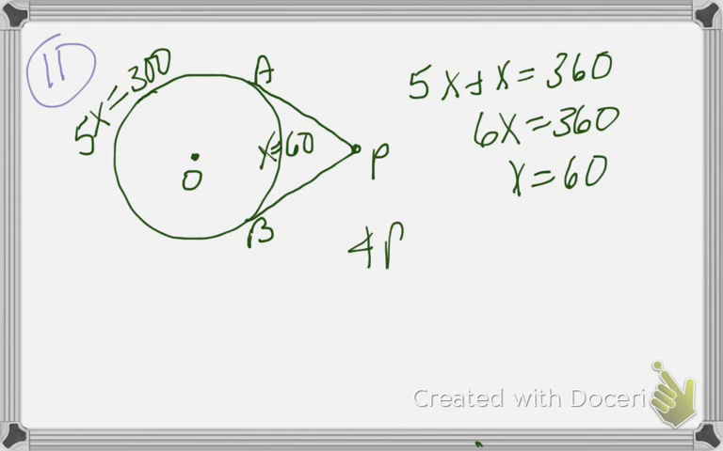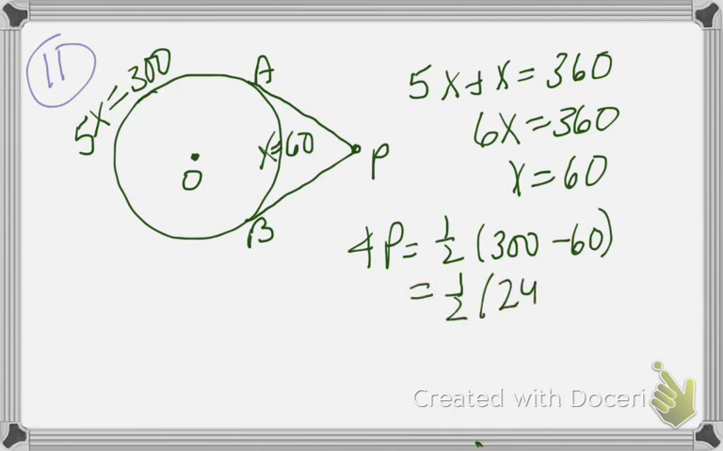And we're supposed to find angle P, which is 1/2 of the big arc minus the small arc, which will give us 1/2 of 240, which equals 120.